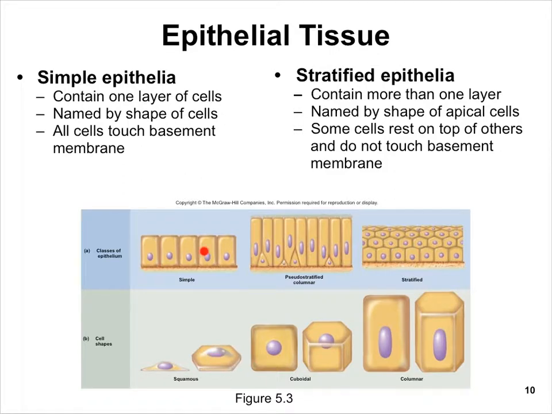Typically, squamous will be either simple or stratified. Cuboidal will be either simple or stratified. And columnar will be either simple or pseudostratified. There are very, very few points in the body, none that I can think of in the human body, although a few in other animals, where you will find true stratified columnar cells.